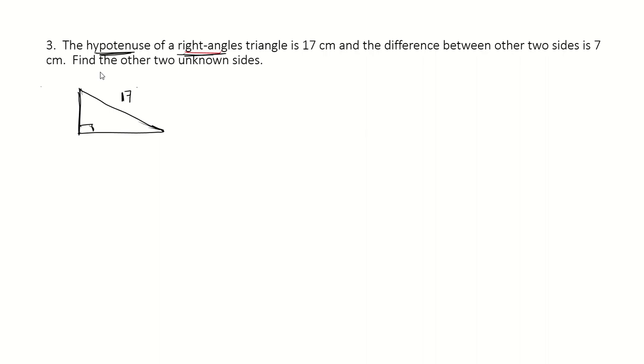You know what is hypotenuse? The longest side of a right angle triangle, this one. This is called the hypotenuse. The side opposite 90 degree, that is called the hypotenuse. And the difference between the other two sides is 7 centimeter.